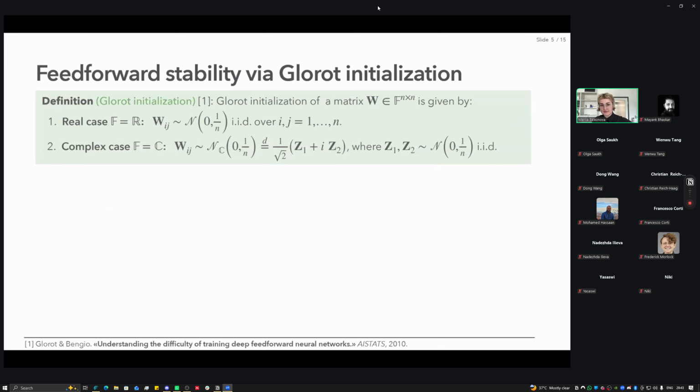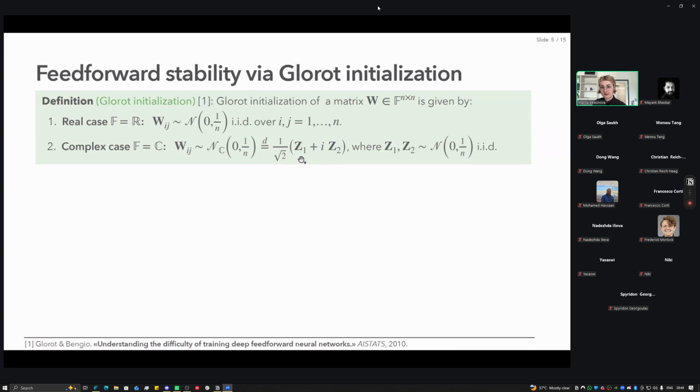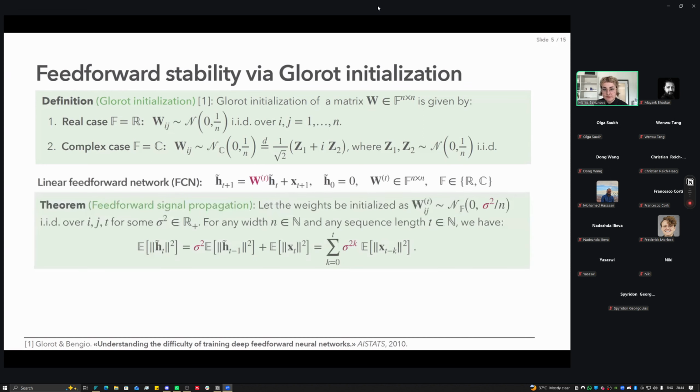Okay, so in feedforward networks, it's well known that we can ensure stability using the famous Glorot initialization. I define it here. So Glorot initialization for a matrix W is just a Gaussian initialization with variance of 1 divided by n. For real matrices, we just take a normal Gaussian, and for complex Glorot initialization, we will consider centered proper Gaussians, which means that the real part and the imaginary part are independent and identically distributed, and the total variance of the Gaussian is still 1 divided by n. And so let's see in what sense this Glorot initialization is stable for feedforward networks.